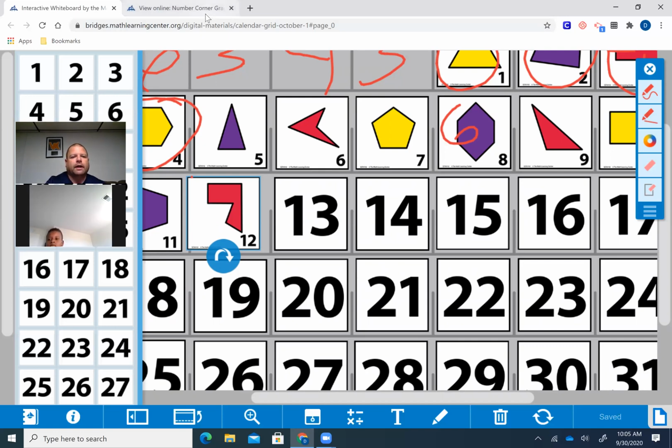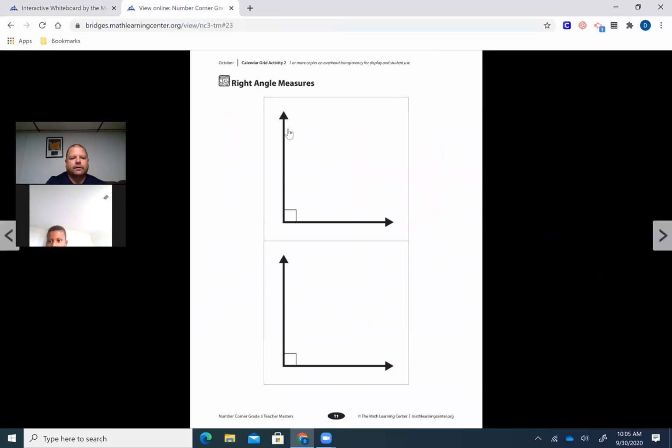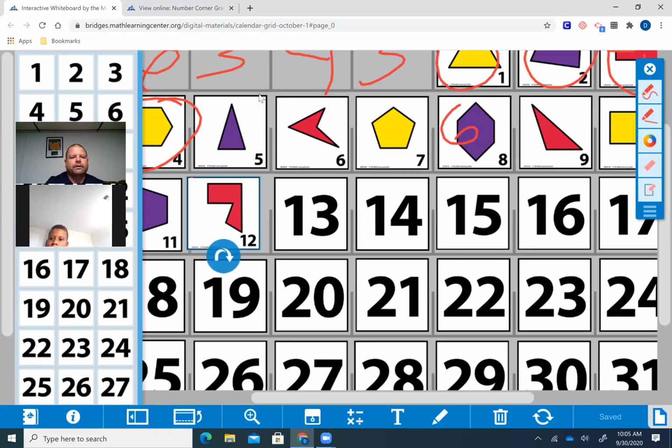And Omar, a right angle looks like this. It has an L in it. You see that? Mm-hmm. So if you look at card number 12, do you see a right angle anywhere?